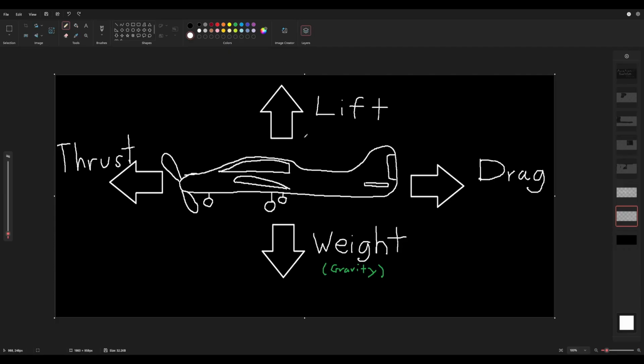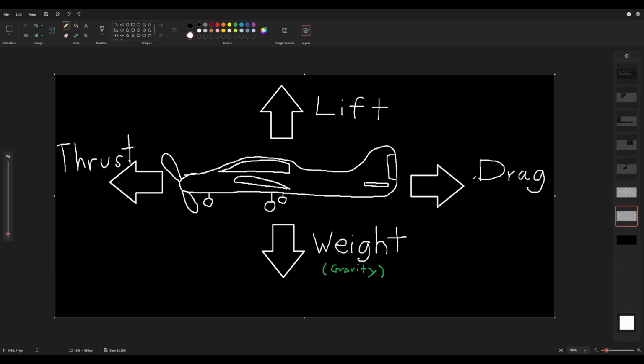So as we're climbing, let's say we have the same amount of thrust in, but at some point, that thrust is going to stabilize with the drag, because as we get faster and faster, drag is going to increase more and more, and there's going to be a time when thrust is going to equal drag, and at that point we're going to stop increasing speed and we'll be at a constant speed as we climb.